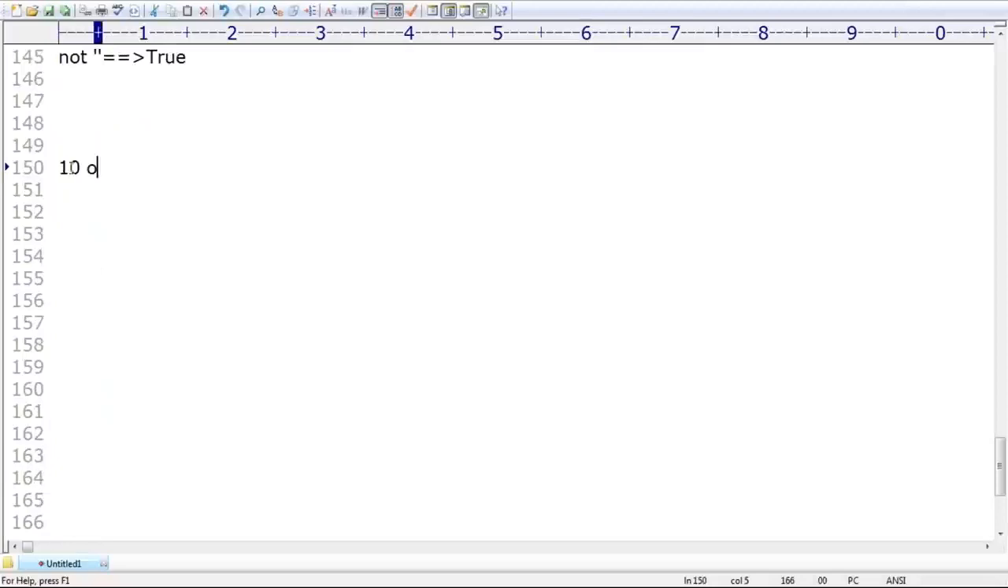My intention is not to create confusion, sir. Observe this carefully. What is the answer we are going to get? Beautiful example. Now, 10 or 10 by 0. Can you please tell, is 10 true or false? True. If it is true, consider the first value only. The second value is not going to be executed.